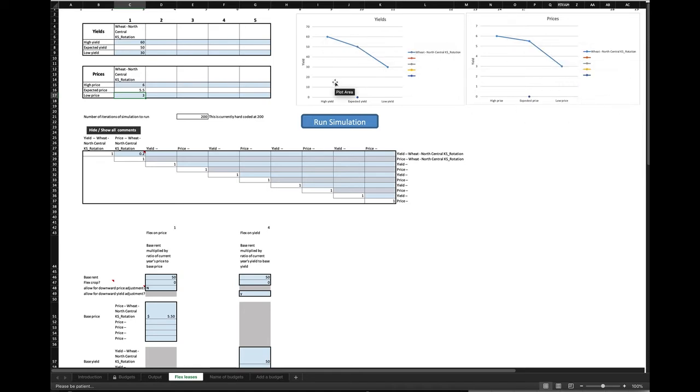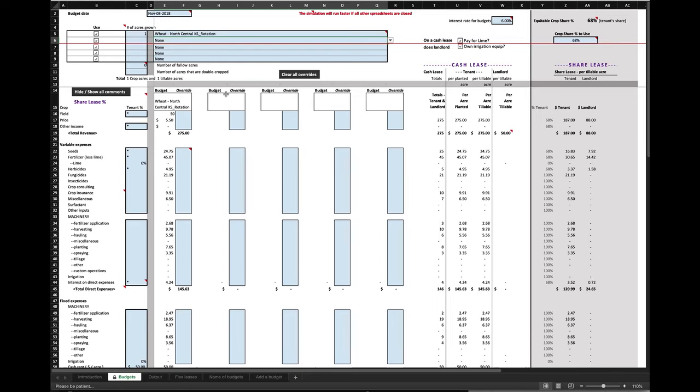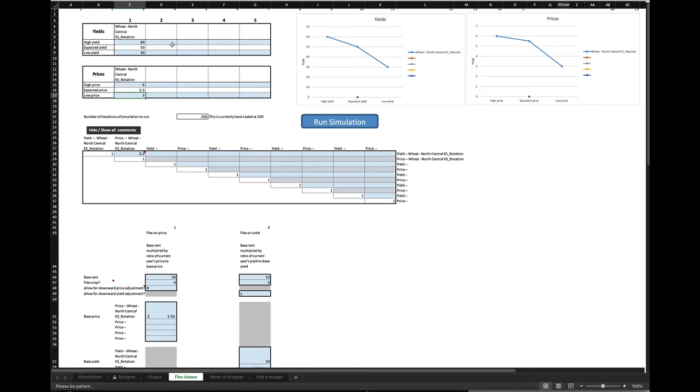And again, if you had more than one crop you were looking at, we can simulate all those together. I'm just looking at one particular crop at the moment to make this demonstration a little bit easier. As you fill in more budgets over here in these slots, then they will automatically populate over here. And then the next step is to pick the correlation that we have between yields and prices.